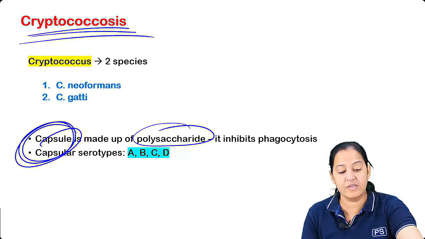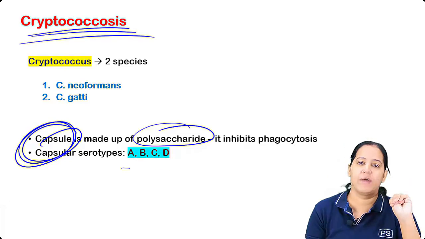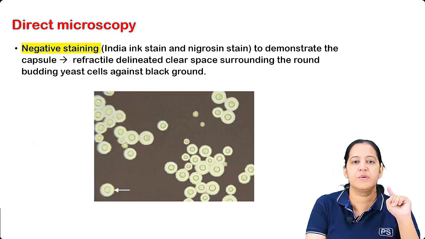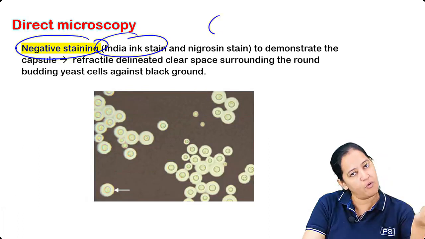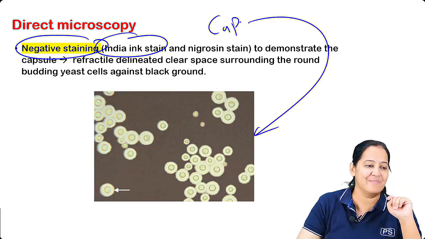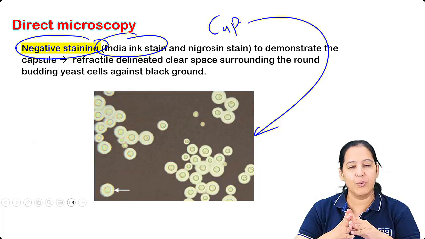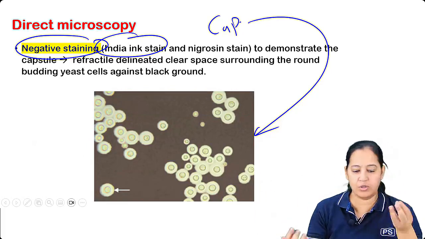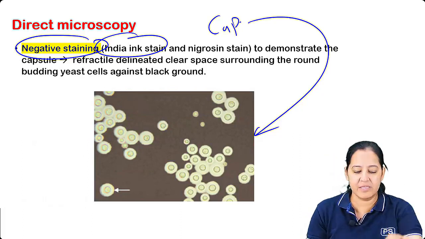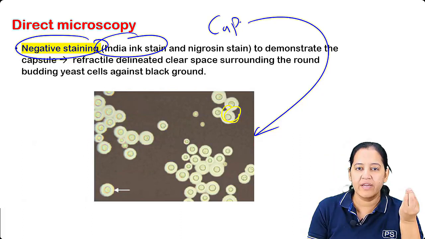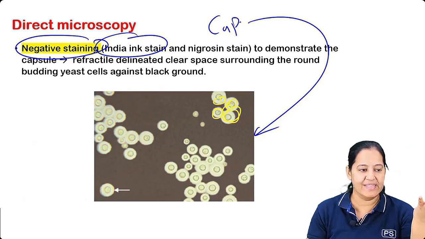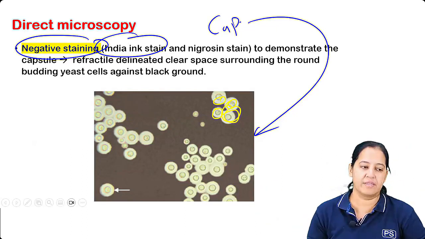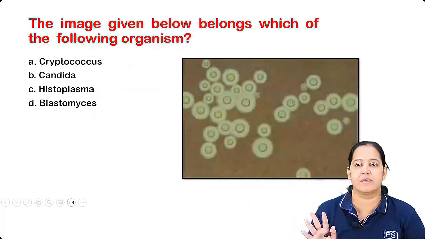Based on the capsule, it is of four types: A, B, C, D. So for diagnosis, we do negative stain, India ink. For all capsulated organisms, we do India ink. Whenever I taught you India ink, negative stain, we stain the background, not the organism. You can see the organism is standing out in the black background. So negative stain is done for the capsulated organism. So how do we diagnose? By negative stain. That is all.